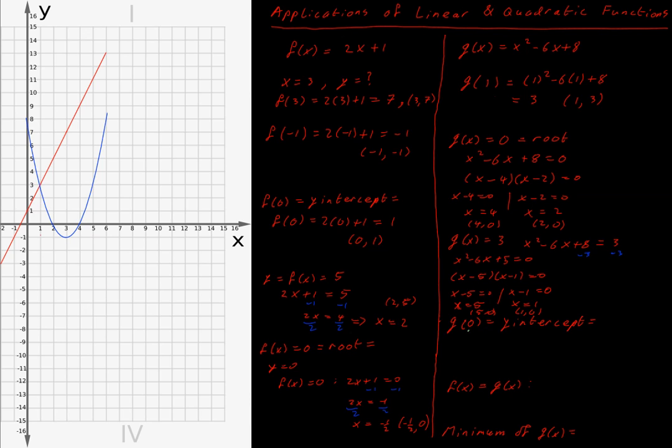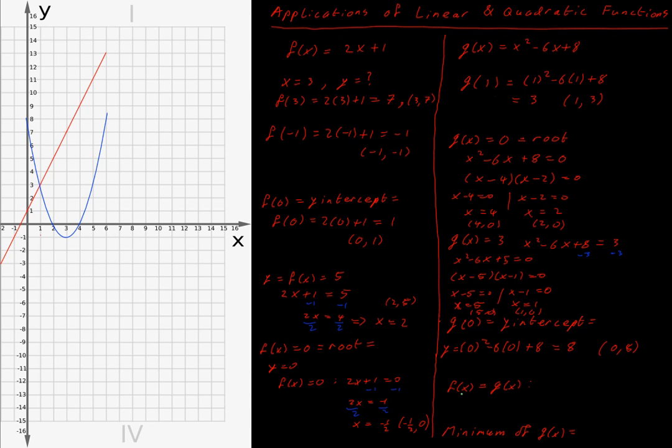Next, we want g of 0. So when x is 0, and we know that that's called the y-intercept, we're going to put in x is 0. So we'd have 0 squared minus 6 times 0 plus 8. We'd have y is equal to 8. So we'd have (0, 8) as our y-intercept. And does that check out? We go to the origin and then go up, and the blue line crosses the y-axis at y is equal to 8. So that does indeed work out. Next question.